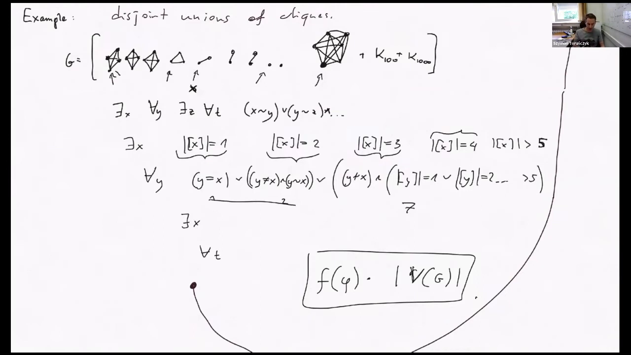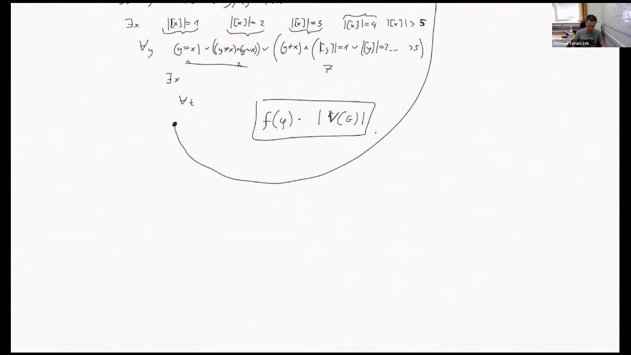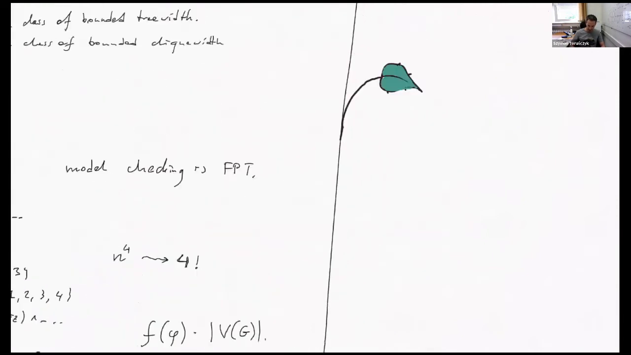Are there any questions so far? This is quite vague, but I wanted to convey the intuition of how you can improve the naive algorithm by observing that many vertices behave in the same way. So you can prune many branches of your algorithm. Okay, so let's get to some real theorem.